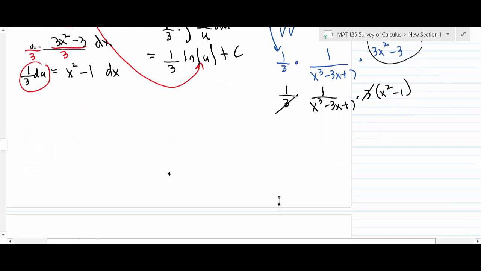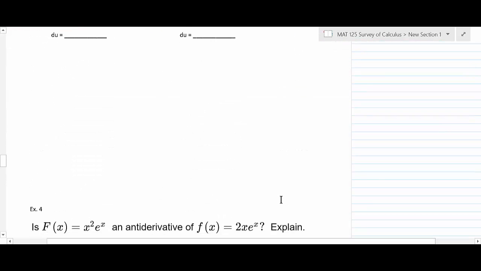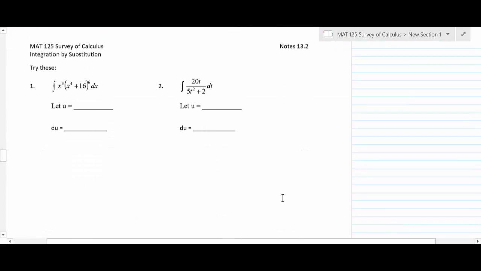Okay? Okay, so let's go ahead and I'm going to give you a little bit of time to see if you can put these together. I'm going to start you off on number 1, and then I'll let you do the other 2 on your own. Let's just see. What do you think would be a good u for number 1? Okay, let's try what you're suggesting. So he's suggesting x to the 4th plus 16. Okay, that's going to be the u part right there. We're going to replace that part with u. Okay, what is du?